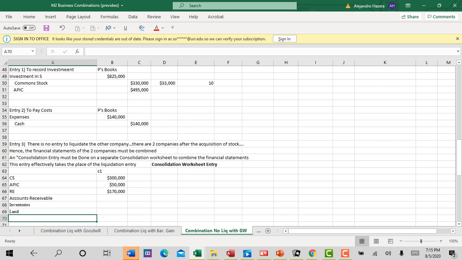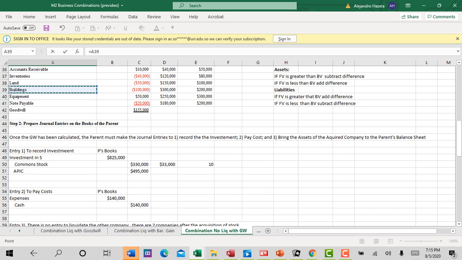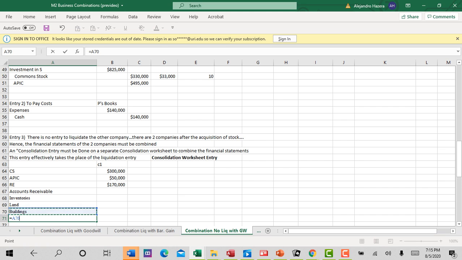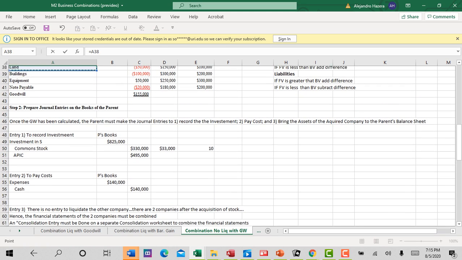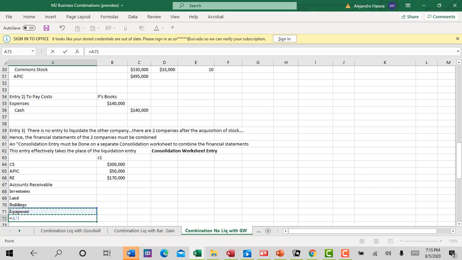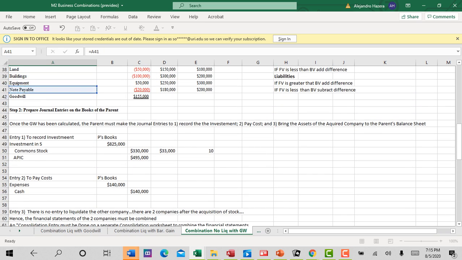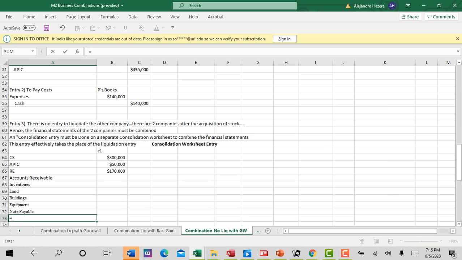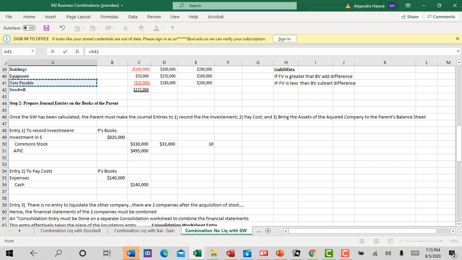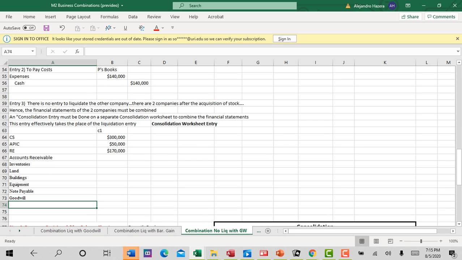We're going to have land. We're going to have buildings, equipment, note payable. We're going to have buildings. We're going to have equipment. We're going to have note payable. We're actually going to put in here also the goodwill. And then we're going to credit the investment account.